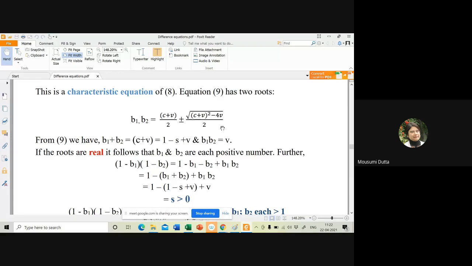Look at b1 plus b2. b1 plus b2 is positive. Small s is less than 1, it lies between 0 and 1, so 1 minus s is positive. v is the accelerator, always positive. So b1 plus b2 is positive, b1 into b2 is positive. That tells us both b1 and b2 are positive. Here b1 into b2 is only the accelerator, v.